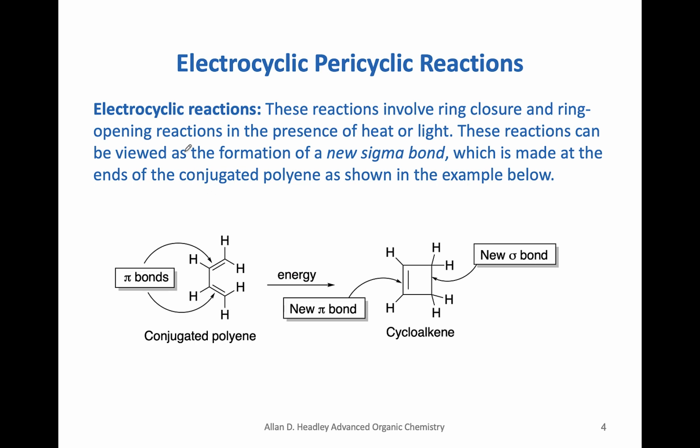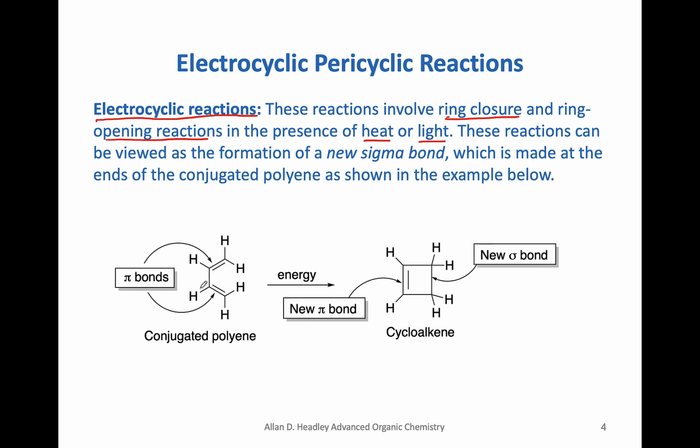So let's first look here at the electrocyclic reaction, the first type of pericyclic reactions that will be covered. These reactions involve ring closure and ring opening, so they are reversible reactions. They take place in the presence of heat or light. So these reactions can be viewed as the formation of a new sigma bond. Let us look at an example here.